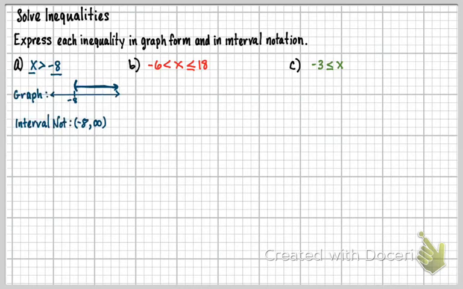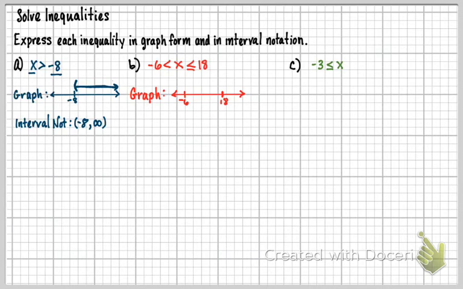So there's our answer. Now we're just going to do the same for part B. So there's our two answers. We're going to do the graph first. Now this one is going to need two numbers on it because I have a negative 6 on this side and an 18 on the other side. So I'm just going to put those in here. So negative 6, and then over here I'm going to put 18.